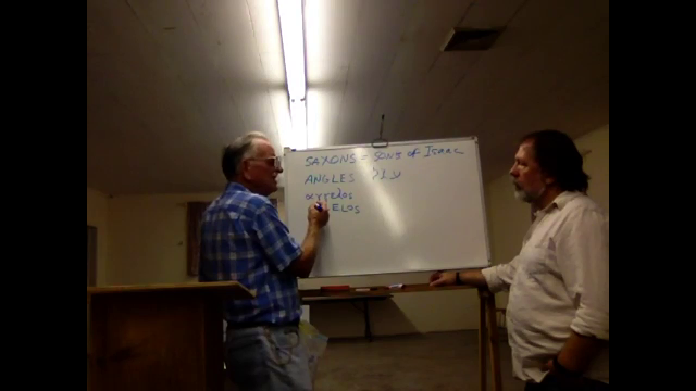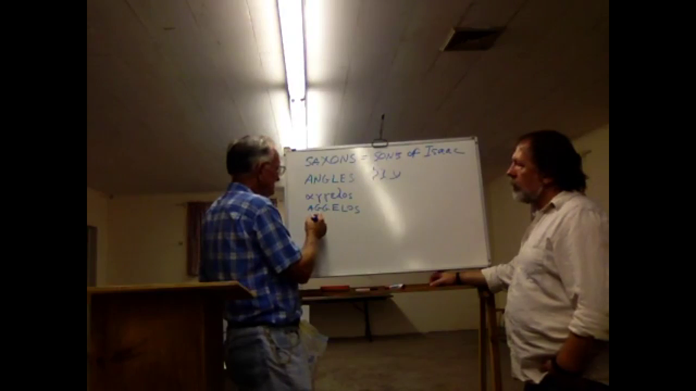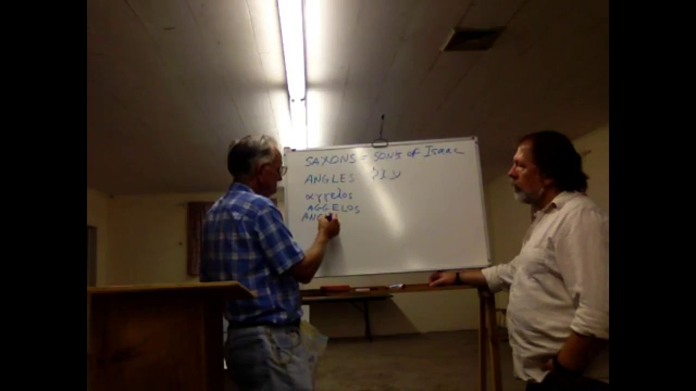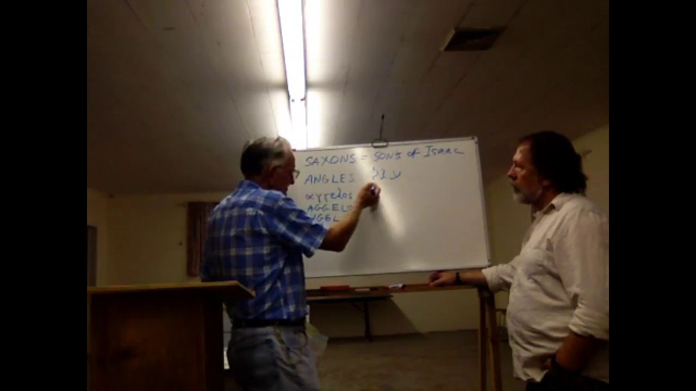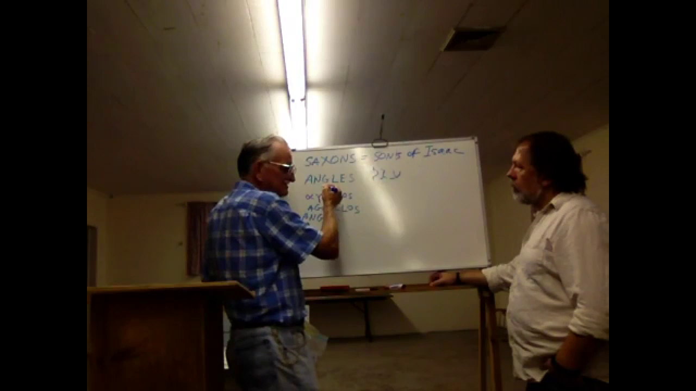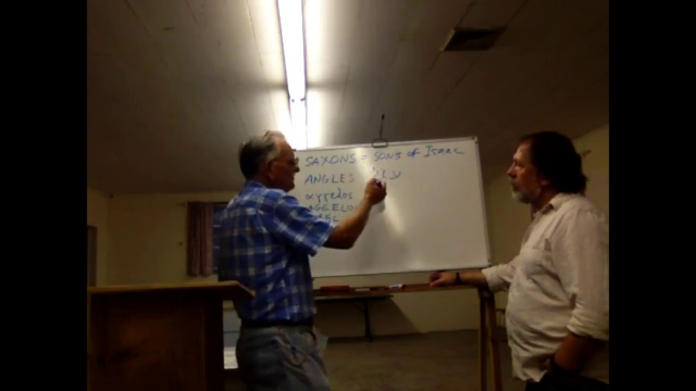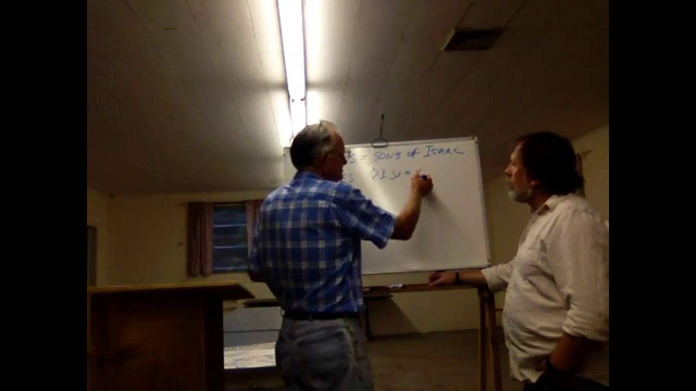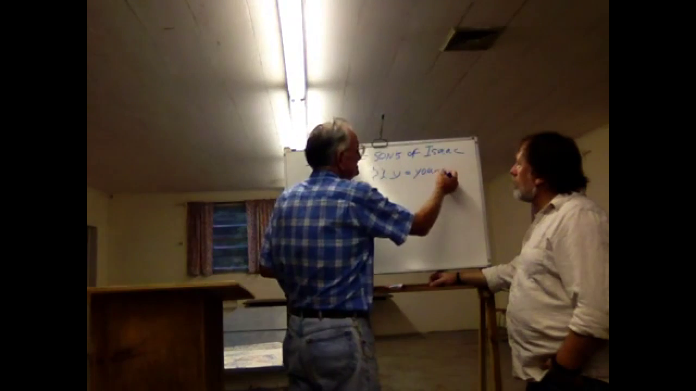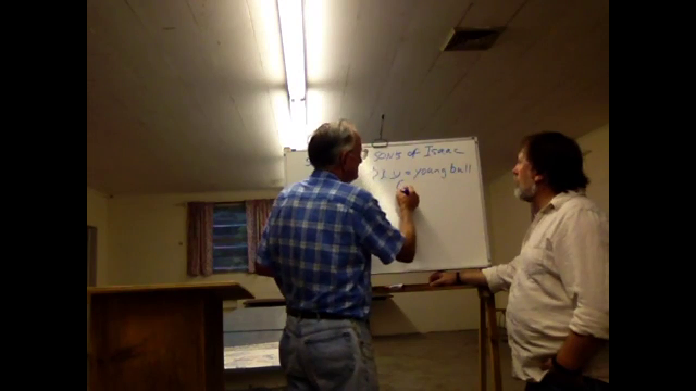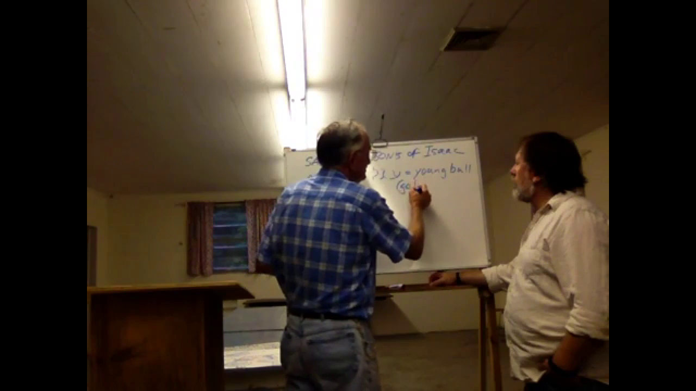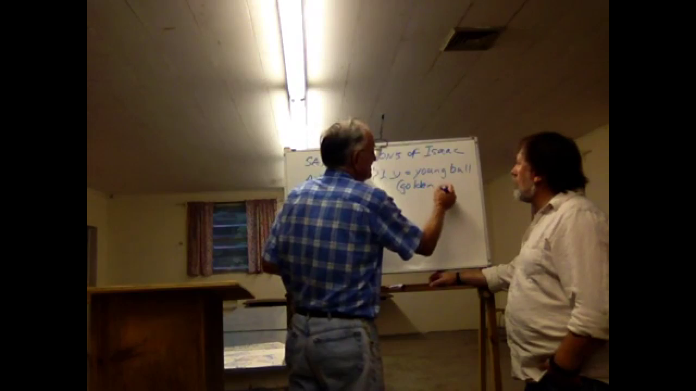But to pronounce it, angelos. See, we get our word angel from that. So this, in pronunciation, comes out as angel. All right? This means young bull, or calf, as in golden calf.